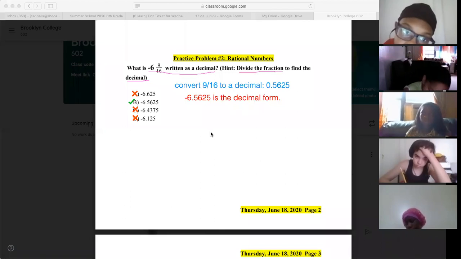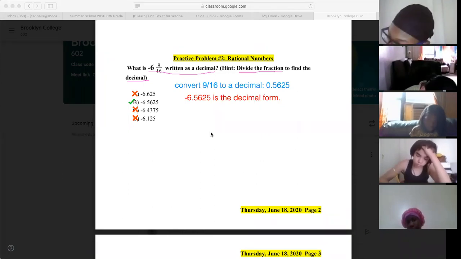So again, when you have a fraction, you just convert it to a decimal. You convert it to a decimal. It's a sign.